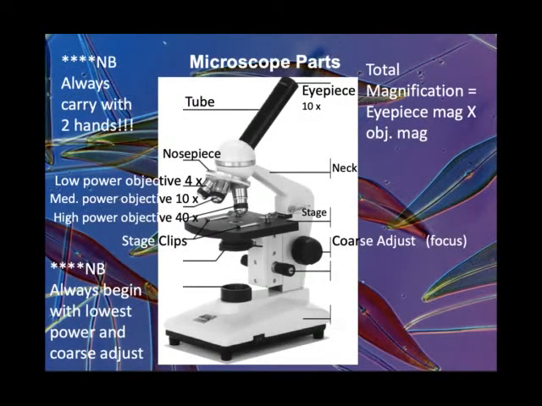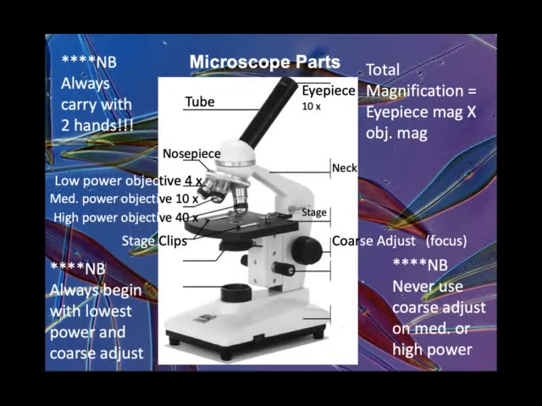Start with the lowest power. See if you can find what you're supposed to be looking at first on lowest power, and then sharpen it up using the coarse adjust. Never use the coarse adjust on medium or high power. You can damage the microscope, or you could damage the slide.